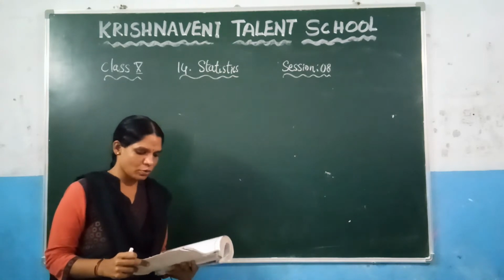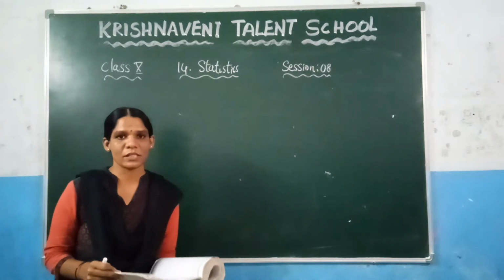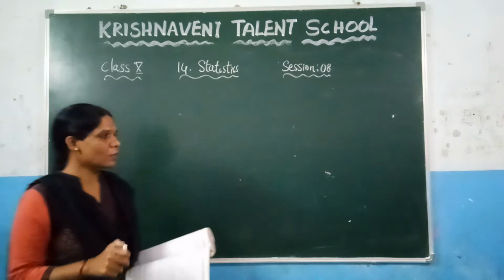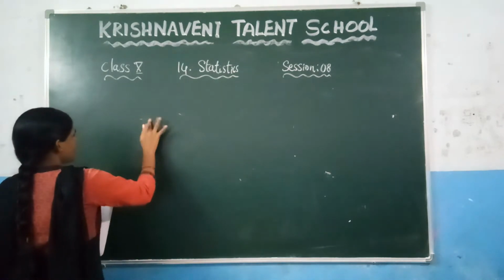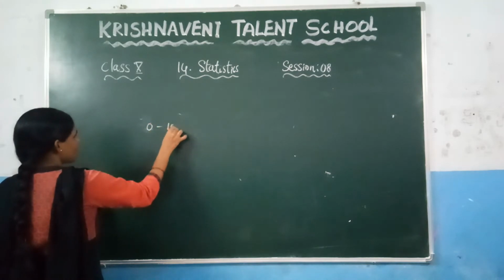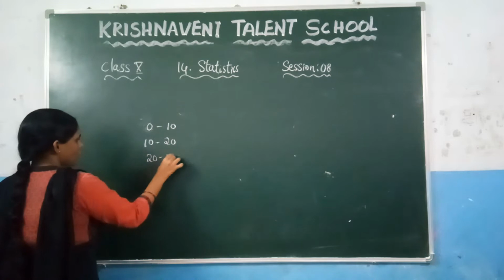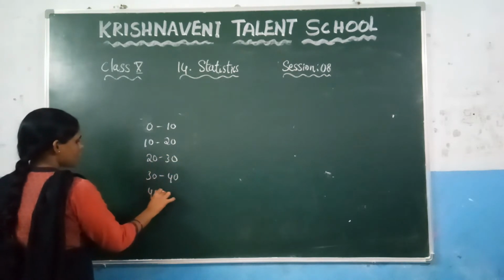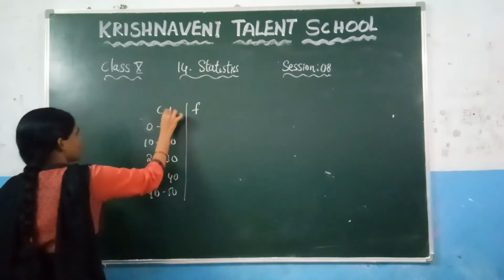See, directly we are going to solve the exercise. So in that we are going to learn about the less cumulative frequency and the greater cumulative frequency. Now here, before that, suppose if you have given any class intervals, let us suppose the class intervals as 0 to 10, 10 to 20, 20 to 30 and 30 to 40. Let us consider the class intervals like this and let us suppose consider the frequencies.